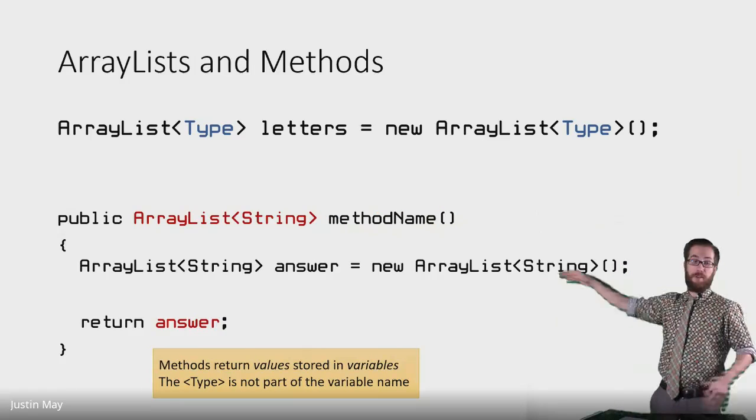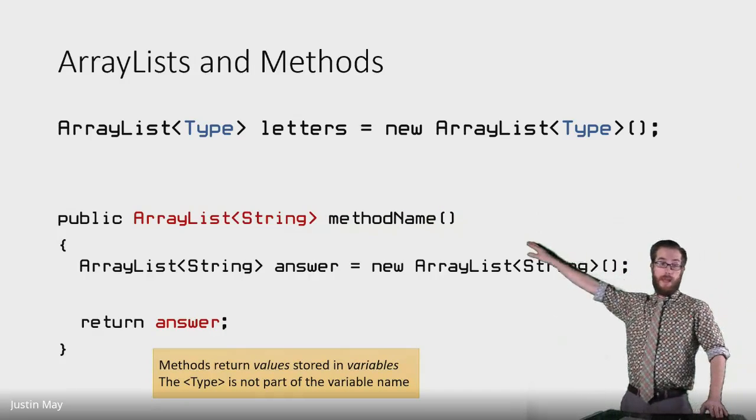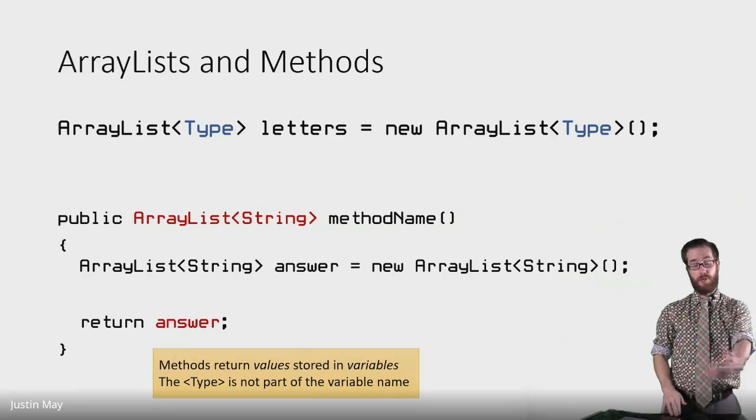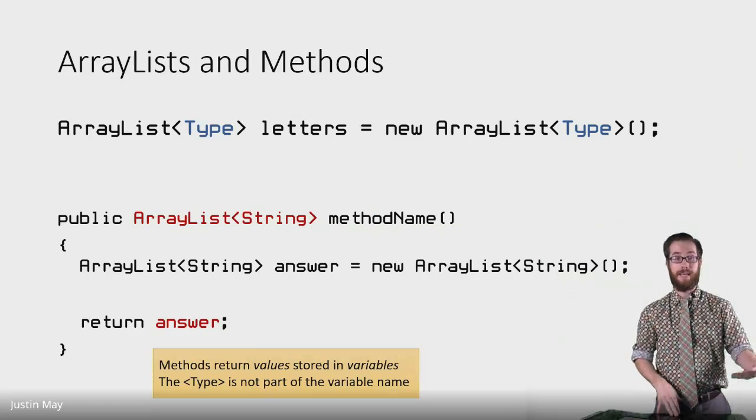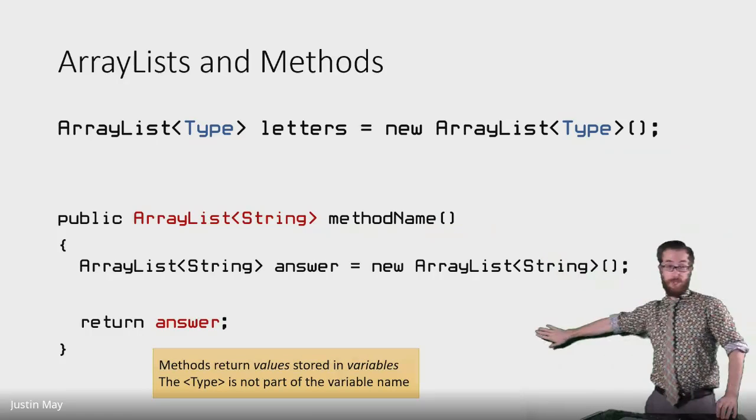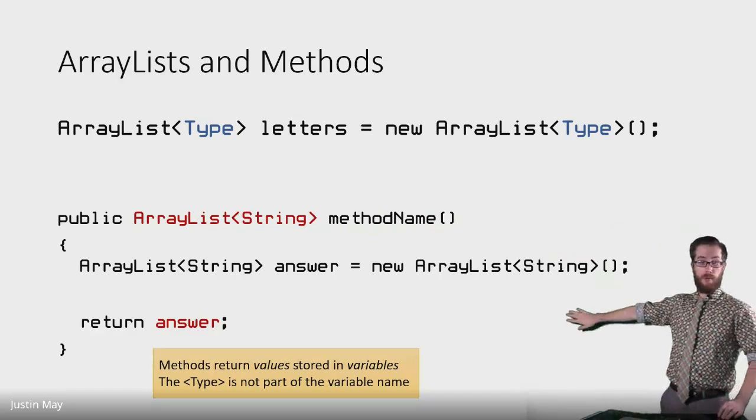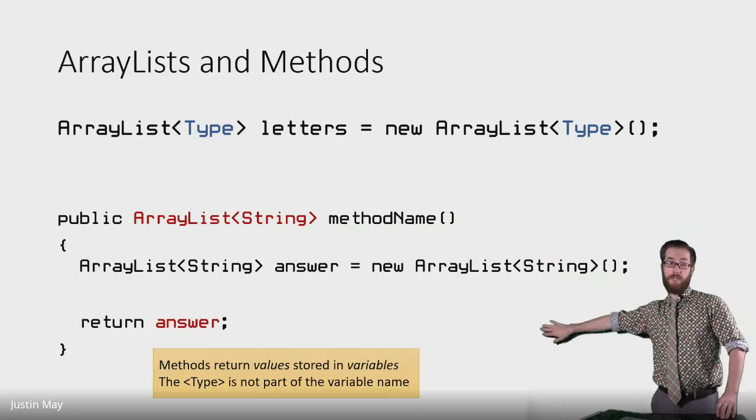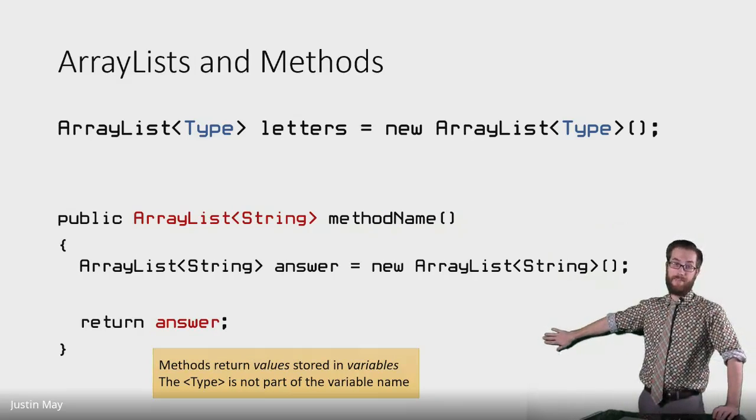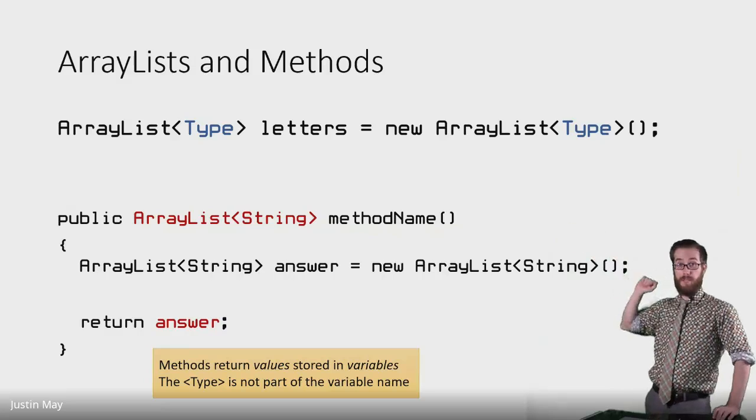Similarly, if my method returns a list, I put the type in the method header. That type has to include the angle brackets. If it wants to return a list of what? You have to tell me it's going to return a list of what. But when you actually return the value, remember, you don't return types. With the return statement, you return values, you return variables. The variable does not have the angle brackets. The angle brackets are part of the type.